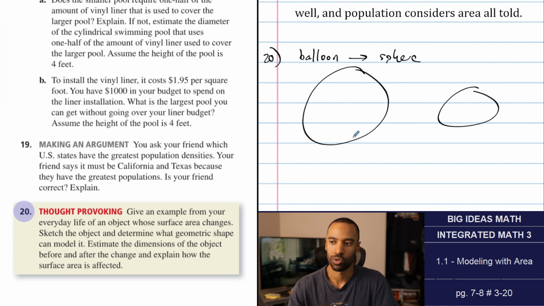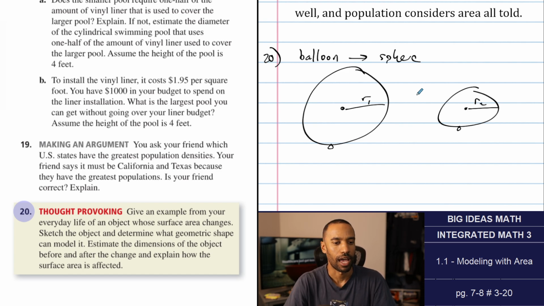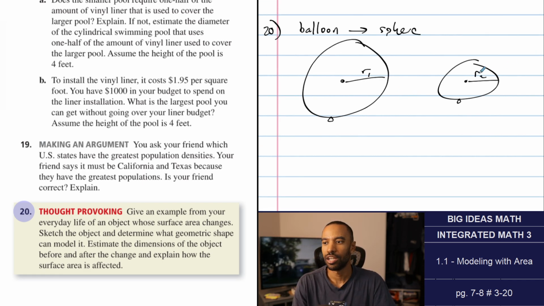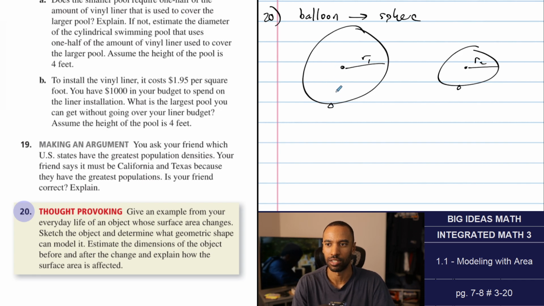So here's bigger and smaller. Okay, it has some sort of radius in comparison, R1 and R2. I don't really know what we're going to say here. Estimate the dimensions of the object before and after the change, how the surface area is affected. Here, if we're actually talking sphere, the entire radius is affected in that way.